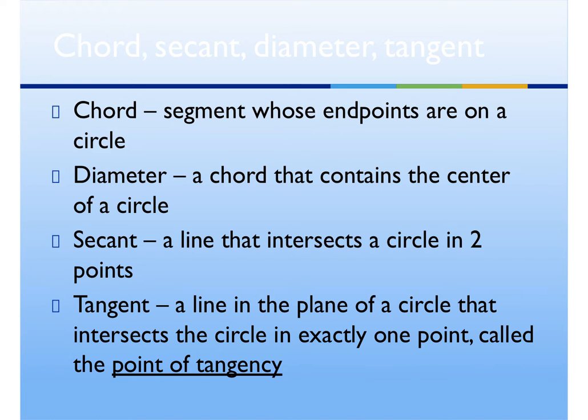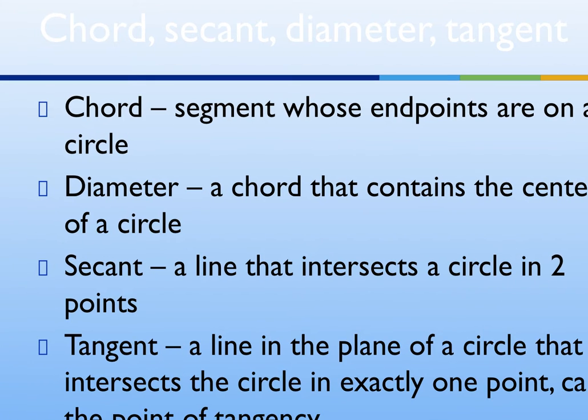We're talking about chords, secants, diameters, and tangents. So there were 3 on the last one. These are 4 new ones, okay? A chord is a segment whose endpoints are on a circle, okay? Chord is the most basic of the segments, okay?